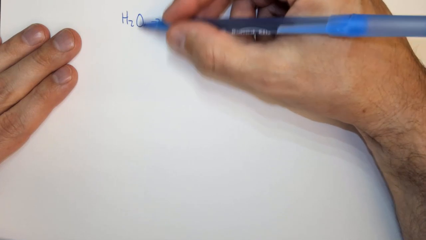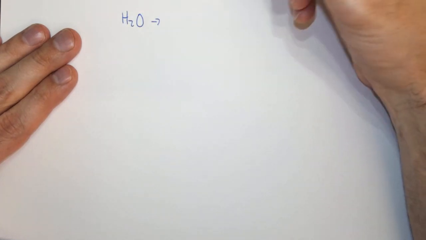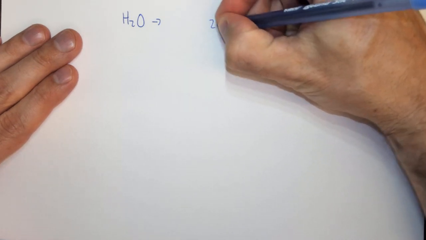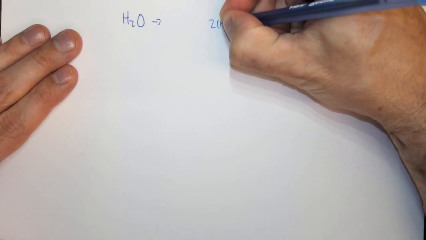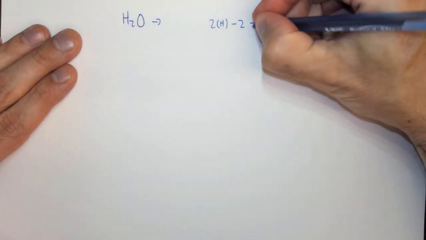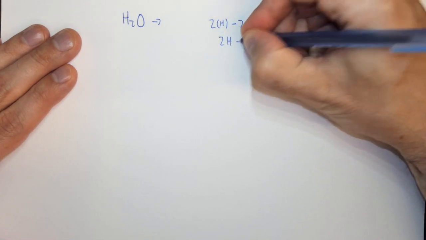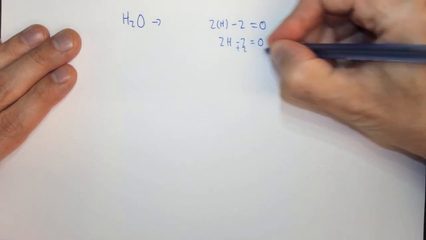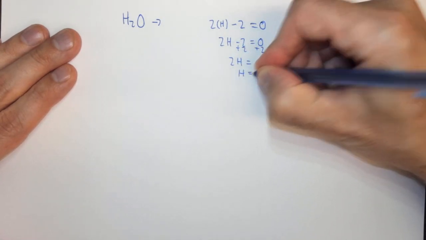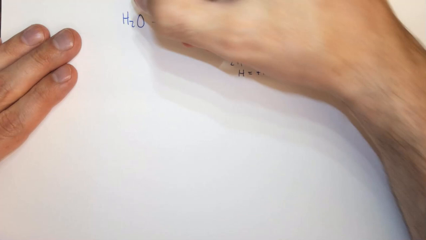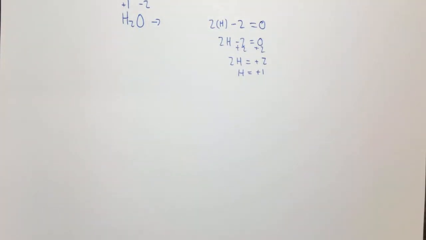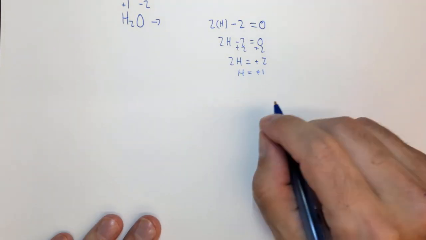So here, how are we going to find the oxidation state on hydrogen? Well, we could look at the previous chart and see that it's +1. Or we could do 2 times hydrogen, plus -2, the oxidation state on oxygen, equals 0. 2 hydrogen minus 2 equals 0, plus 2, plus 2. 2 hydrogen equals +2, hydrogen equals +1. So now we know that this is +1 and this is -2. Those are their oxidation states.